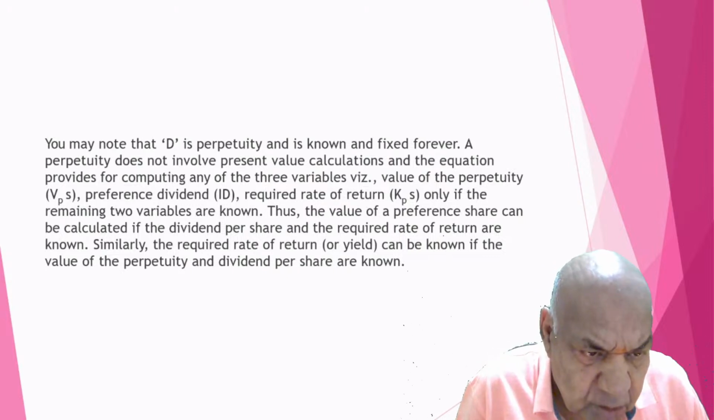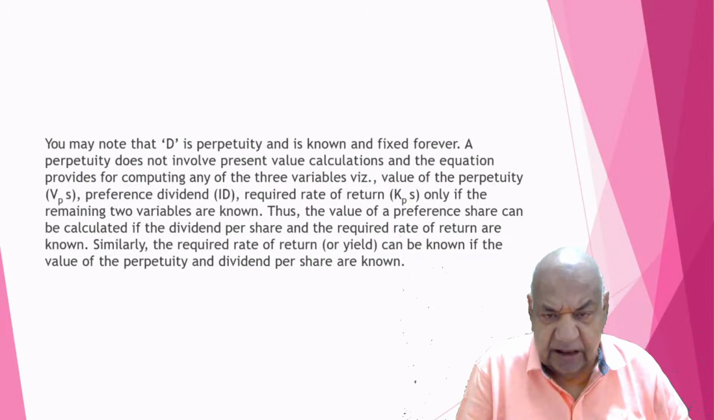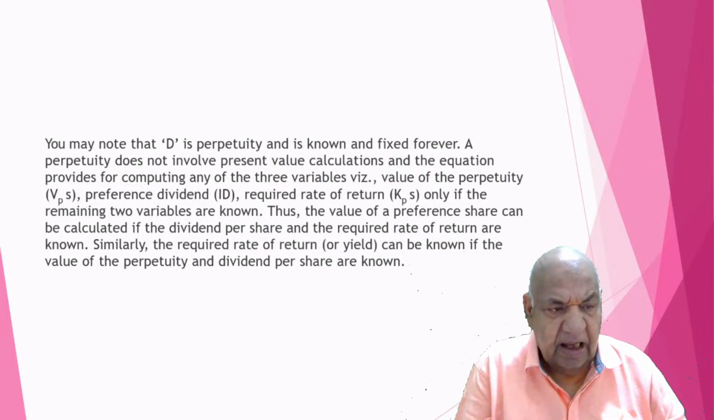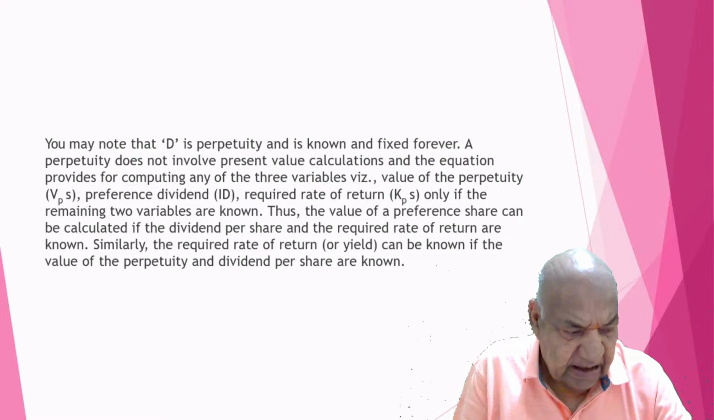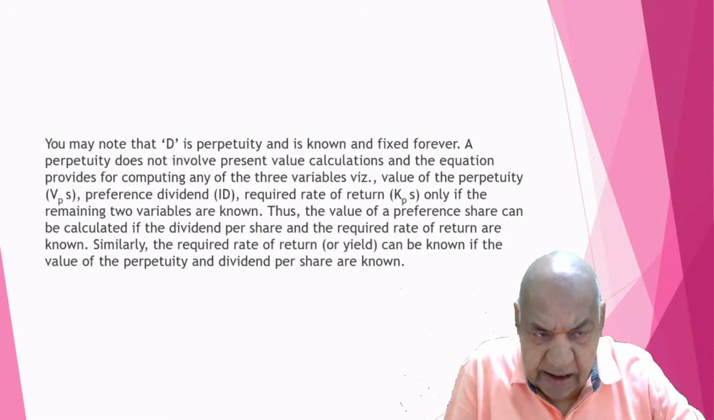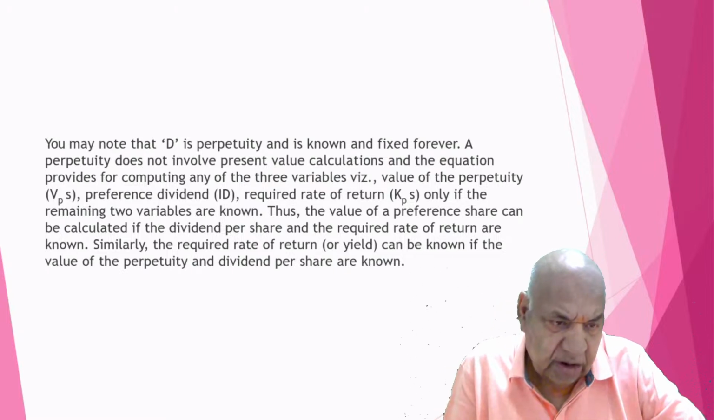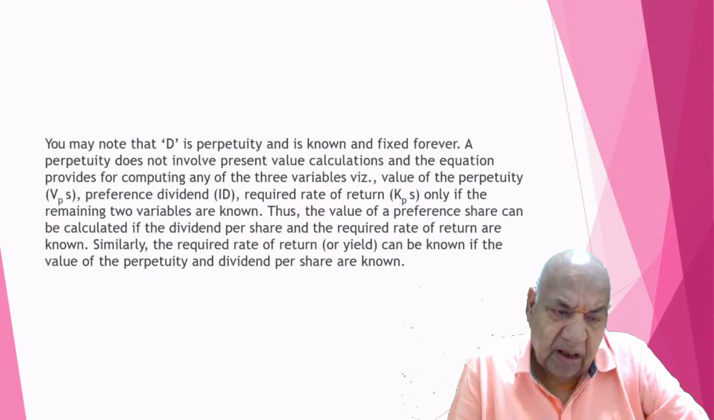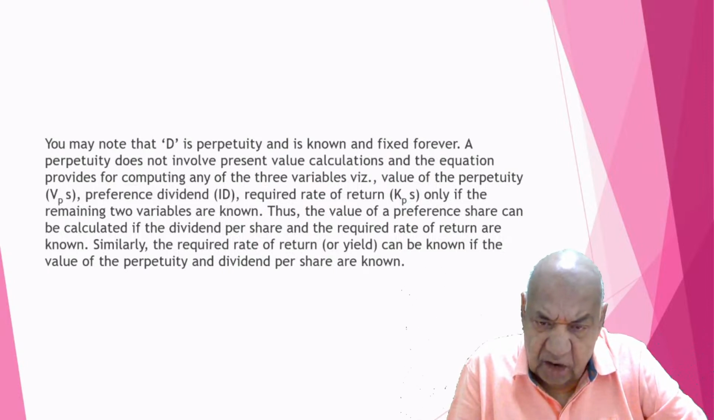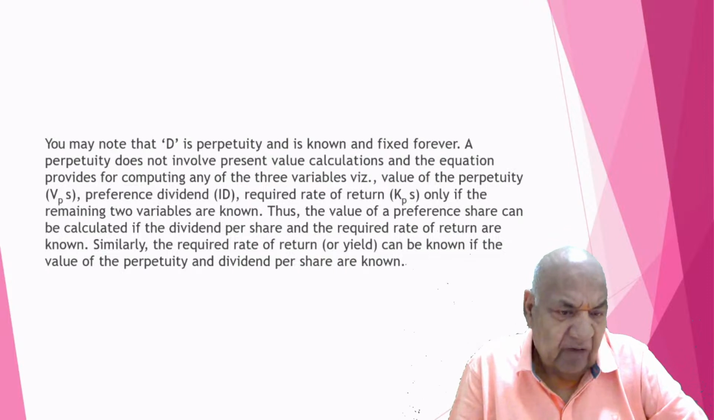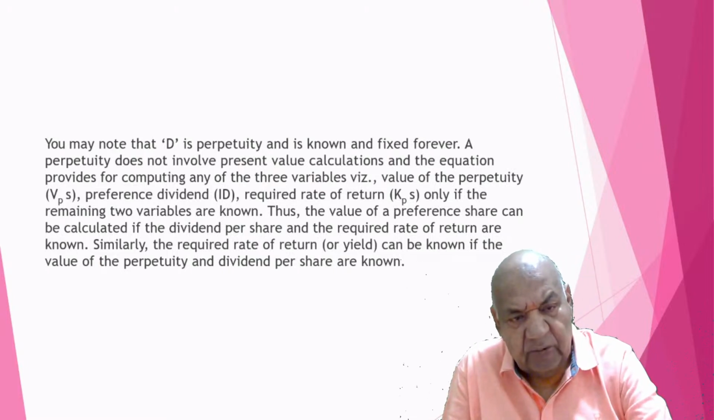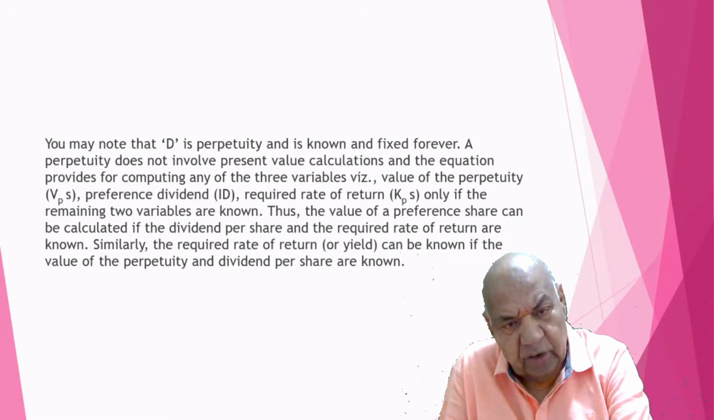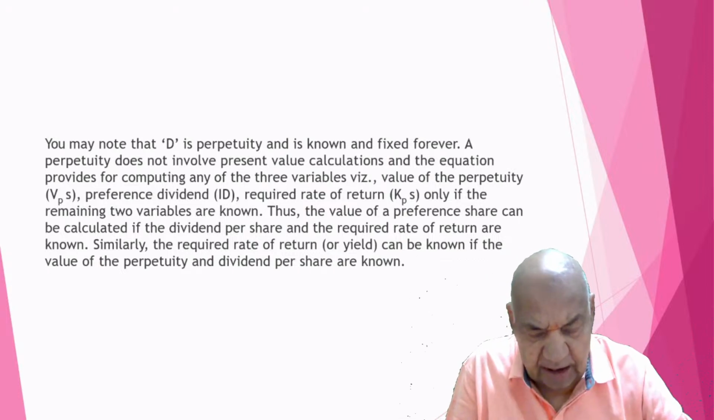Only if the remaining two variables are known, thus the value of a preference share can be calculated if the dividend per share and the required rate of return are known. Similarly, the required rate of return or yield can be known if the value of perpetuity and dividend per share are known. Means out of three variables, if we know two, the third may be calculated.